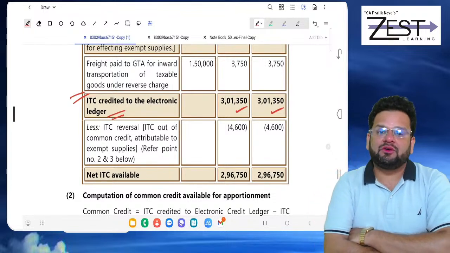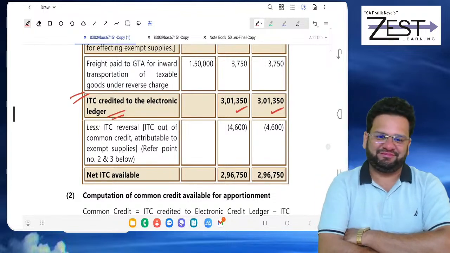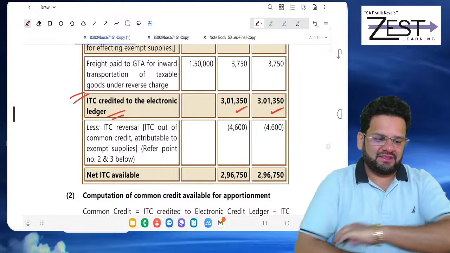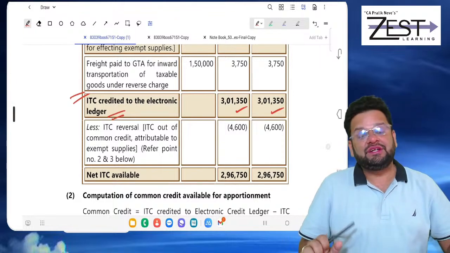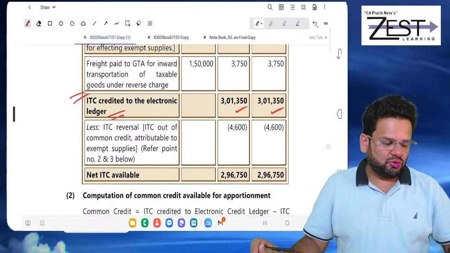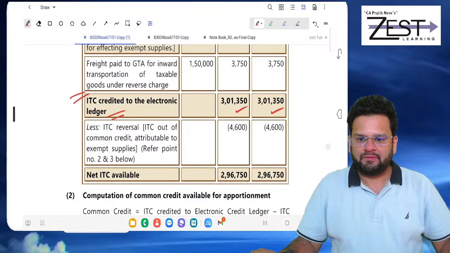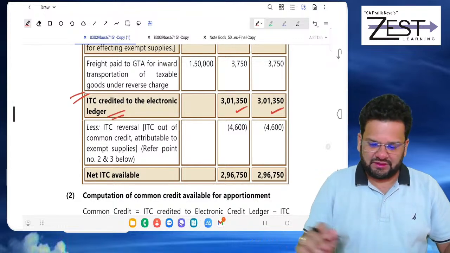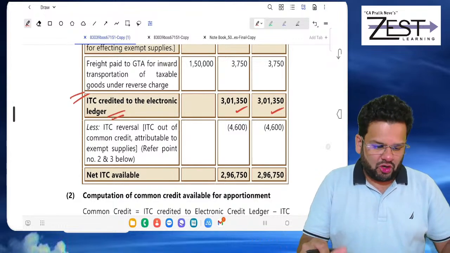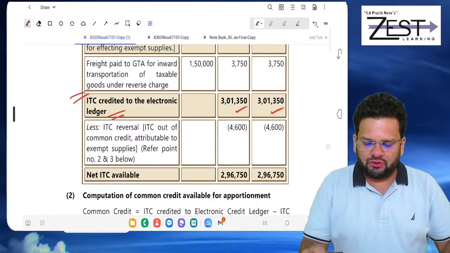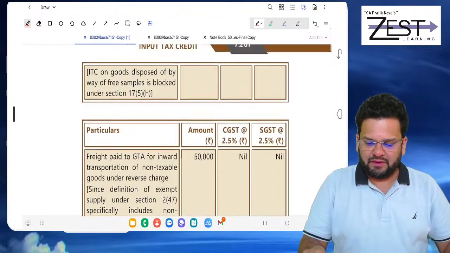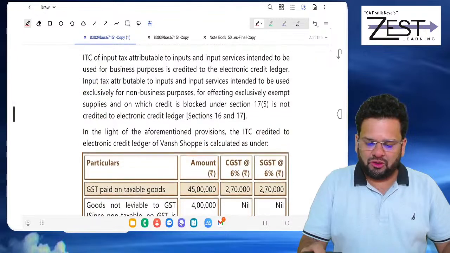First of all, did you also do yesterday's homework? Yesterday I had discussed one question in detail and then I had asked you to do it for homework. Have you done that? Yes, sir. And you also must have got this 3,01,350. Shall we go ahead? Are you with me, all of you?